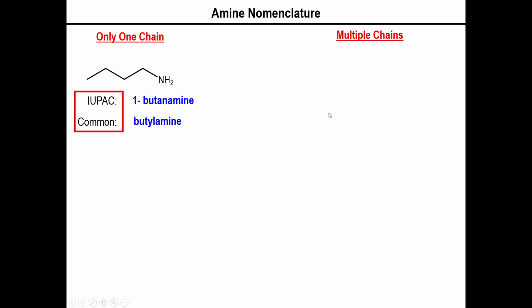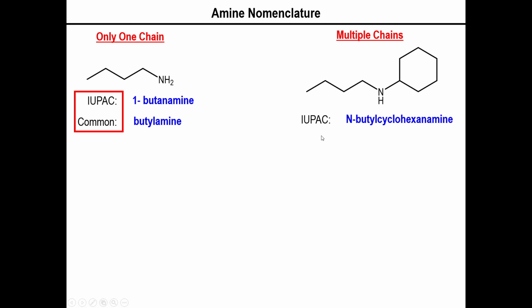If you do have multiple chains attached to the same nitrogen, like in the case shown right here, then it's probably best that you name this via the common way. You could still use IUPAC, in which case you have to select which chain is the longest one, which in this case happens to be the cyclohexane chain. So as far as naming this thing, you'll say cyclohexane, you drop the E, replace it with the word amine. So it's cyclohexanamine. And then you have a butyl chain that's connected also to nitrogen. So you have to specify that by saying that butyl is bound to nitrogen. So you say N-butyl cyclohexanamine.